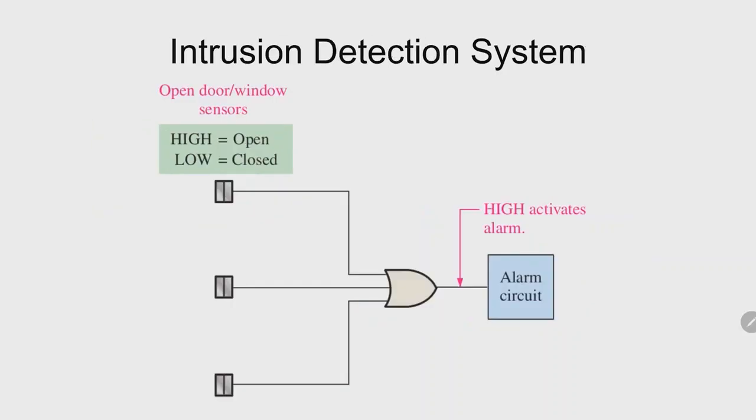Here is an OR gate in operation. This is an intrusion detection system, for example, your home alarm system. You have many different sensors. Let's say this is your door. If your door is closed, then it will be low. If the door is open, then the sensor gives you a 1.